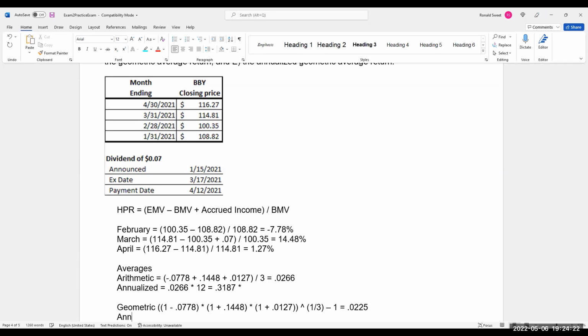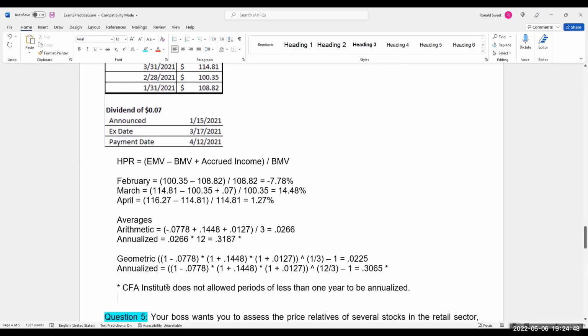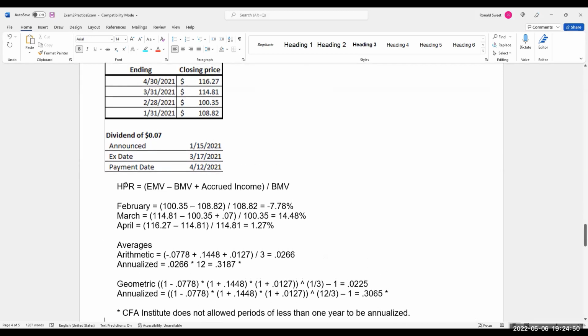And then the annualized, it's going to be this exact same thing again, except instead of doing 1 over 3, to annualize we do 12 over 3, and when we do that, we get 0.3065, which can be lower than the annualized arithmetic average. All right, hopefully y'all got those answers.